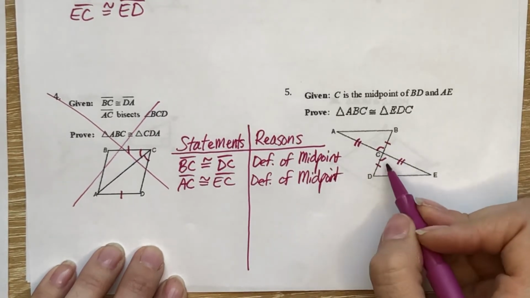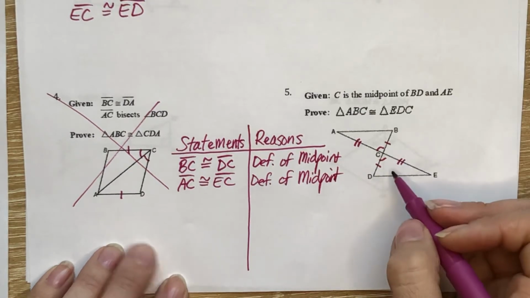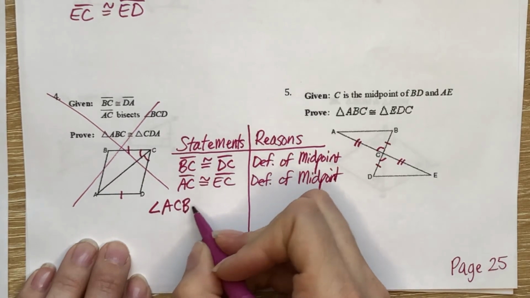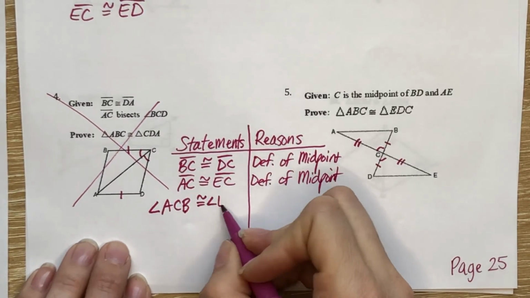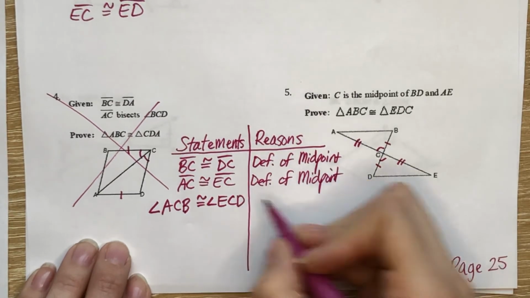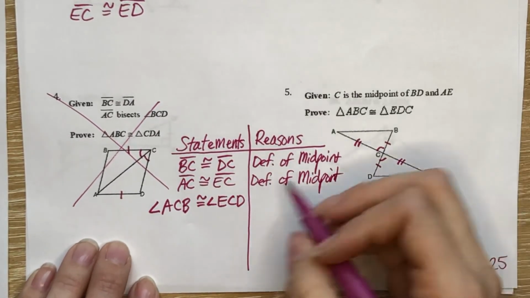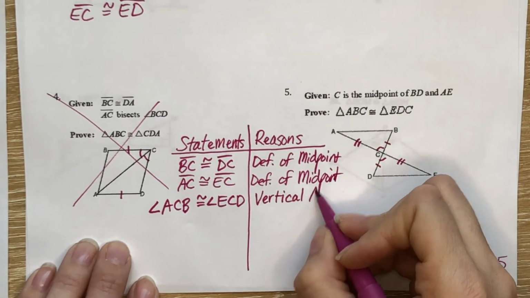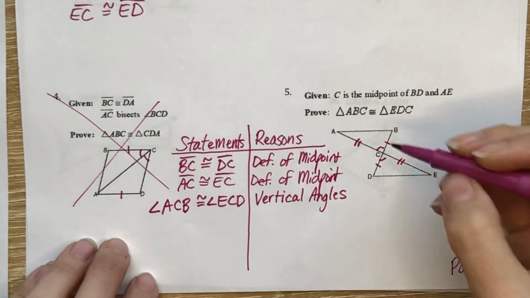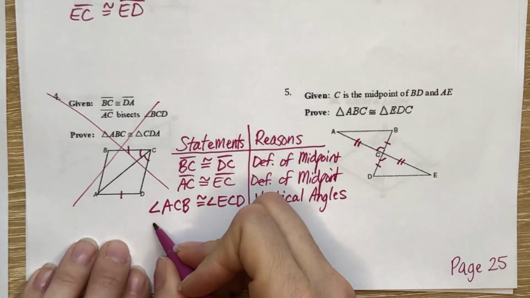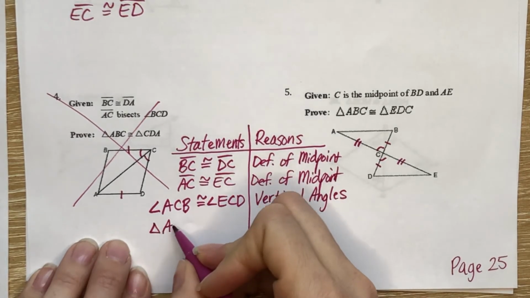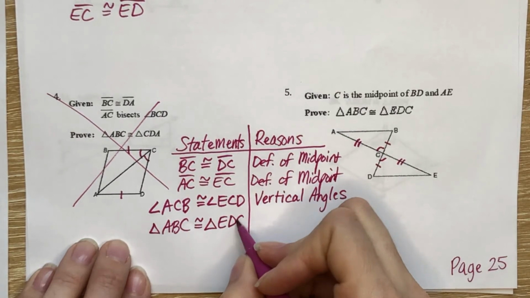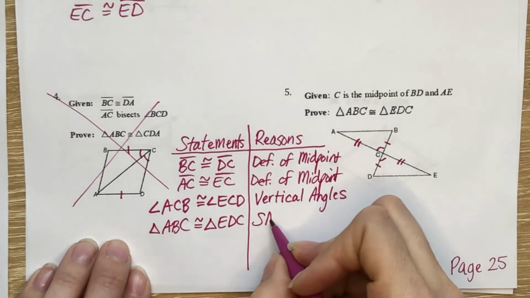Okay, and then the angles, angle C and angle C. But since they're both named C, we need to be more specific. So we're going to say that angle ACB is congruent to angle ECD. Okay, and we know this because they are vertical angles. And there we have it, side, angle, side. We can say that those triangles are congruent now. So triangle ABC is congruent to triangle EDC by side, angle, side.